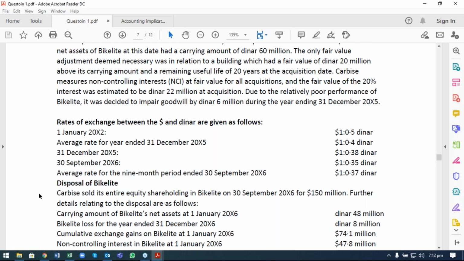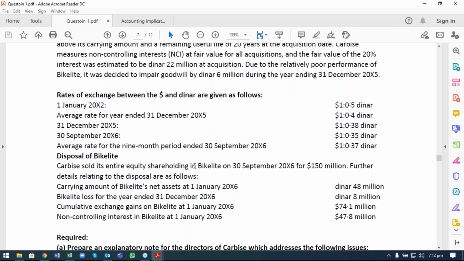Carby sold its entire equity shareholdings in Backlight on 30th September 2006 for 150 million. Further details relating to the disposal are as follows. The carrying amount of Backlight's net assets at 1st January 2006 was 48 million dinars, and Backlight's loss for the year ended 31st December 2006 was 8 million dinars, right?